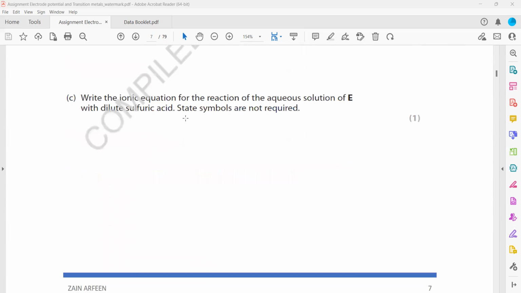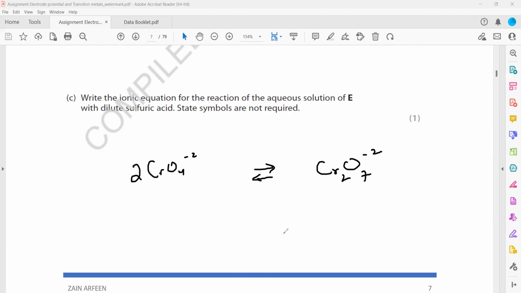Then write an ionic equation for the reaction of an aqueous solution of E with dilute sulfuric acid. State symbols are not required. So what will be the ionic equation? It's basically, after writing an overall equation, the ionic equation. So first we have CrO4 with a charge of minus 2. It has turned into Cr2O7 with a charge of minus 2. So the 2 should be balanced.